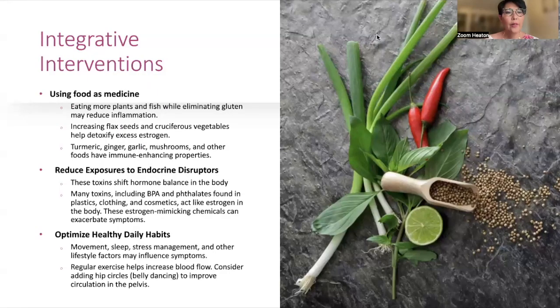So, some integrative interventions using food as medicine, eating more plant based diet, fish, while eliminating gluten can reduce inflammation. Adding flax seeds and cruciferous vegetables help to, of course, detoxify excess estrogen. Also, some immune enhancing properties of turmeric, ginger, garlic, mushrooms, and other foods, can be very, very beneficial.